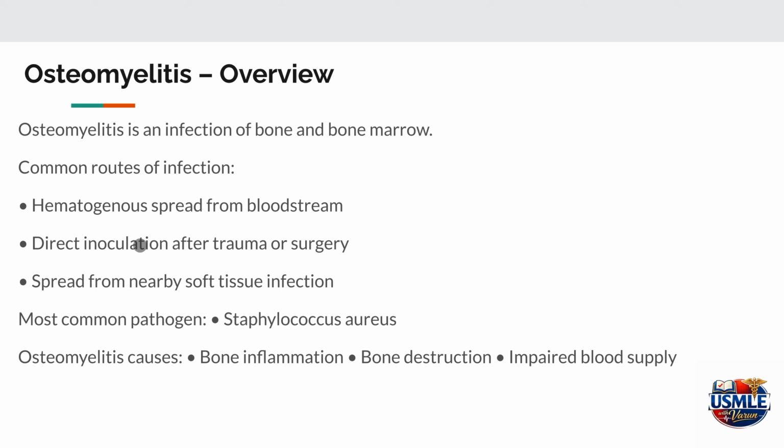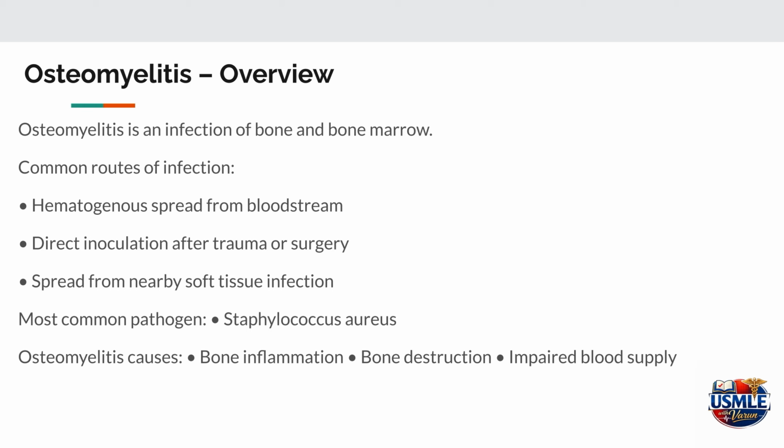Open fracture is characterized by loss of skin barrier. So whenever a fracture occurs and the bone fragments pierce the skin and expose the bone and the fractured segments to the external environment, it is called an open fracture. So direct inoculation can occur from these open fractures, and direct inoculation can also occur during orthopedic surgeries.